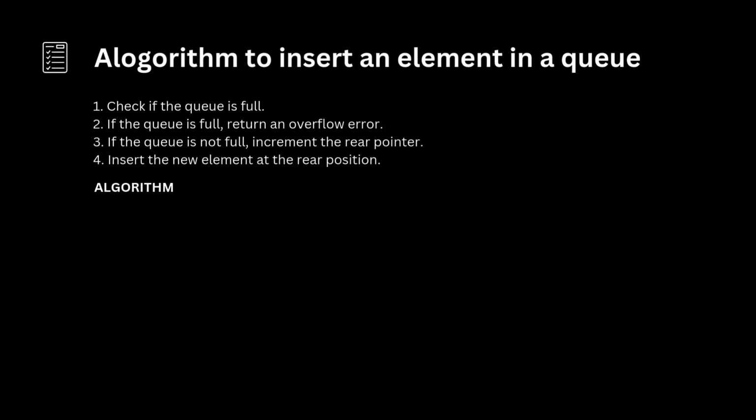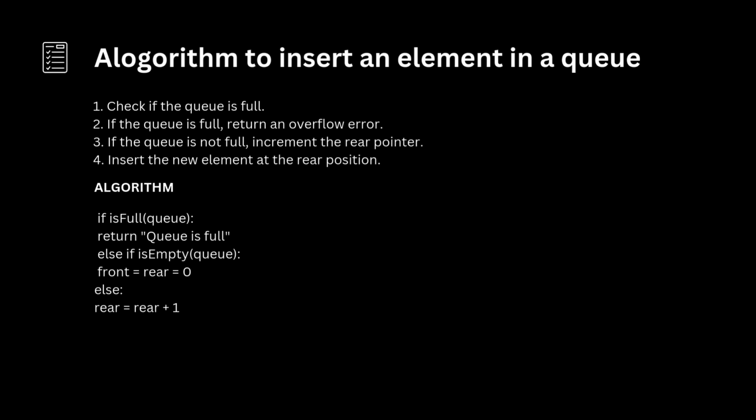First, check if the queue is full. If the queue is full, return an overflow error. Check if the queue is empty. If the queue is empty, set both front and rear to 0. Else, increment the rear pointer and insert the new element at the rear position.